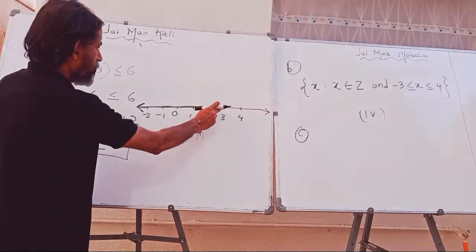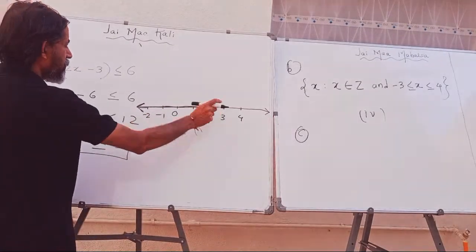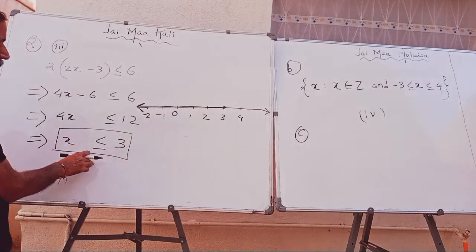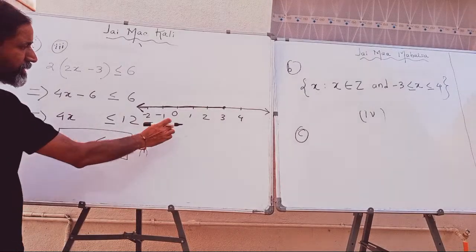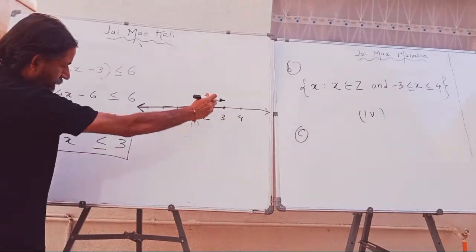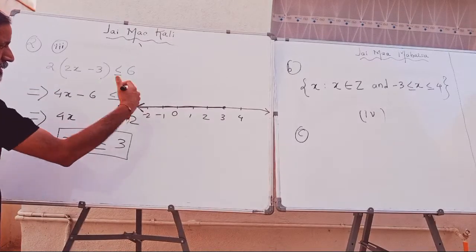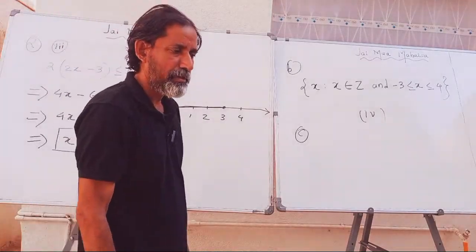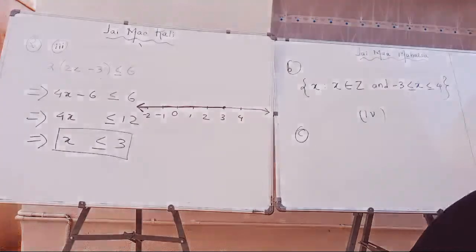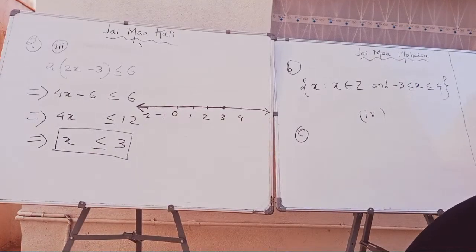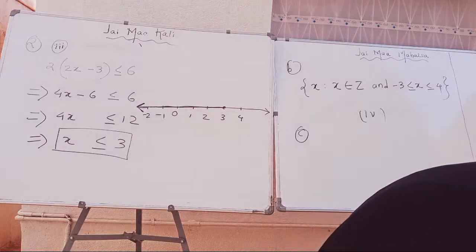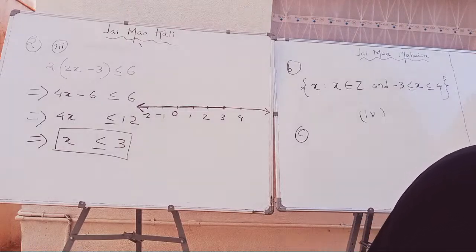Why is this not hollow? This is not hollow because it is not a strict inequality, right? x is less than or equal to, so x could be 3 also. So x is 3 and anything less than 3, all the way to the left side of the number line. Okay, so this is fine. Let me know when I can move on. So that is one problem, right?